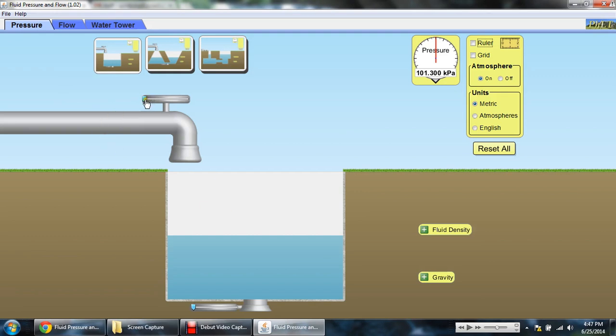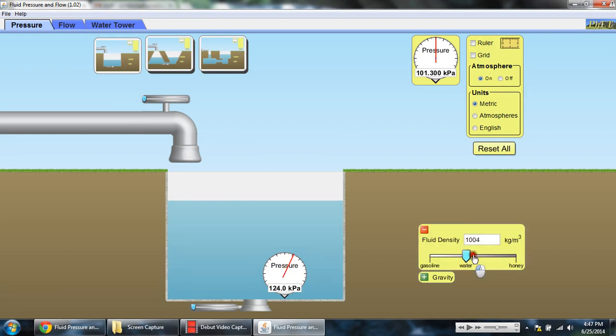So you see here in pressure, I have a faucet that I can turn on and fill this up all the way. There's a drain down here to get rid of the water. I'll put a little bit more water back in there. This here is a pressure gauge, which you can see it changes based on where I'm at in the water. You can set the pressure gauge down, turn the faucet on, see what happens to the pressure.